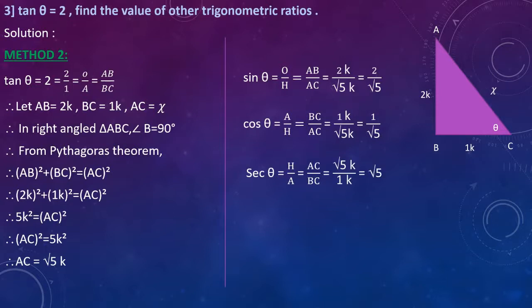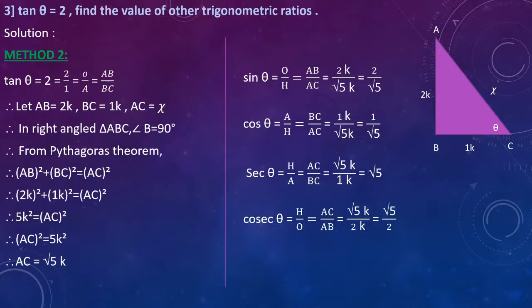Now sec theta is the multiplicative inverse of cos theta, which is equal to hypotenuse upon adjacent. Now the hypotenuse side is AC and the adjacent side of angle theta is BC. So the value of AC is root 5K and the value of BC is 1K. Now again K and K in the numerator and denominator will get cancelled and we get root 5 upon 1, that is equal to root 5.